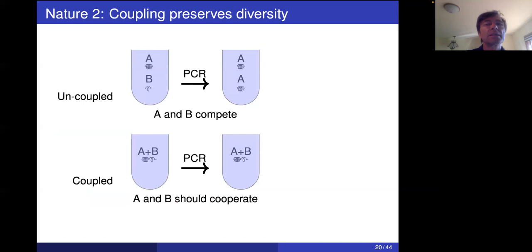So actually pictorially what happens is, if A and B are in the soup and you apply PCR many, many, many times and they're independent, then one will win. Let's say A will win or B will win. Because A and B compete, the mixing combined with PCR, competition, die out, one will survive. However, if you link them together, then you can make more of the same soup.